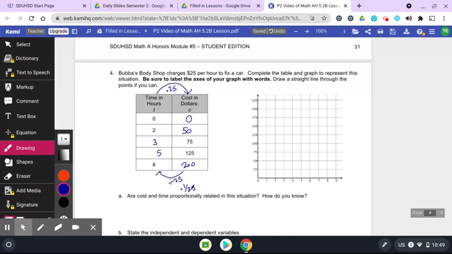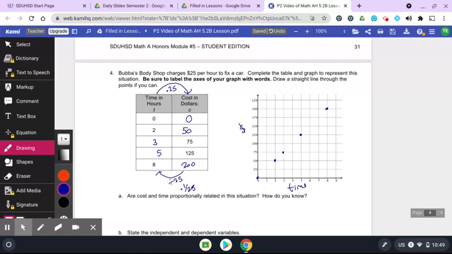Okay, so here we have time and here we have our cost. And I'm plotting 0, 0. Ooh, if it's 0, 0, it might be proportional. 2, 50, 3, 75, 5, 125, 8, 200.